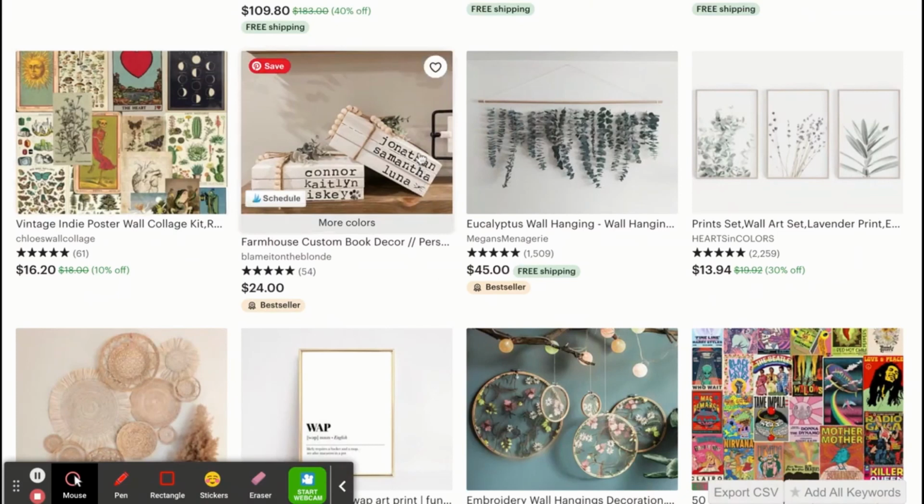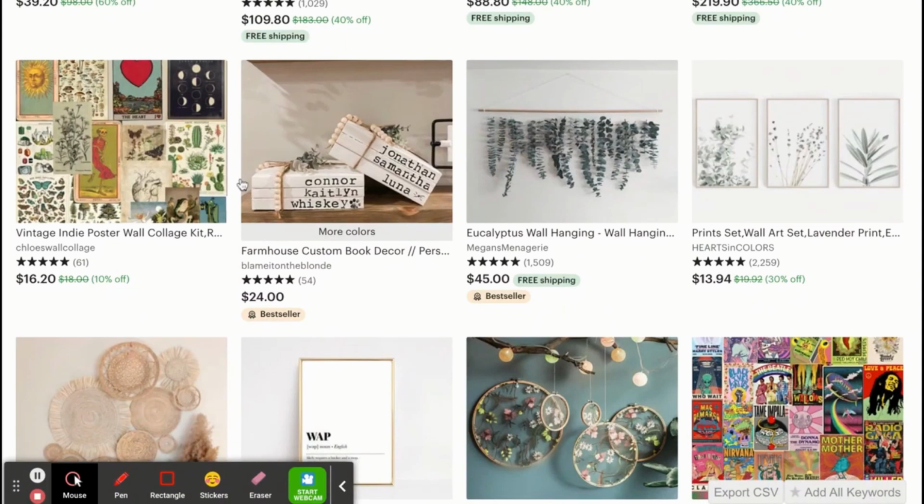But look at this one here, a farmhouse custom book decor. This is another custom item, so maybe not. But print set wall art, lavender print. It looks like this is a very simple print. So Etsy is ranking them at the top because these are in demand by customers. Customers are purchasing these items.